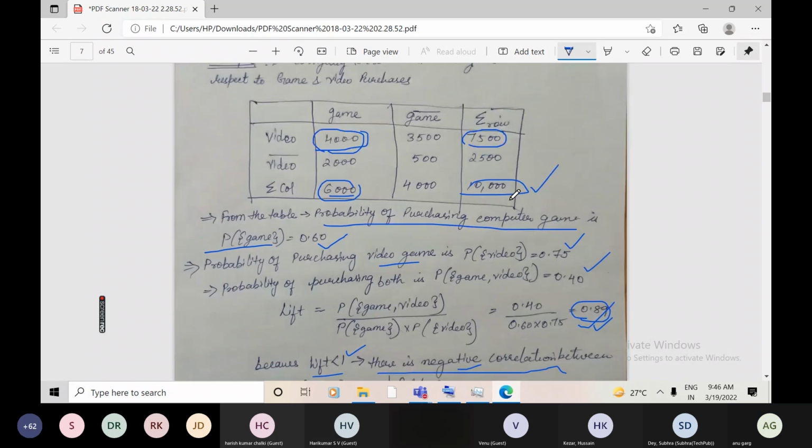How is the probability of purchasing both 0.4? Because here, if you see game and video game, the value is 4,000. 4,000 by 10,000. Yes, total we have 10,000, right? Total value.